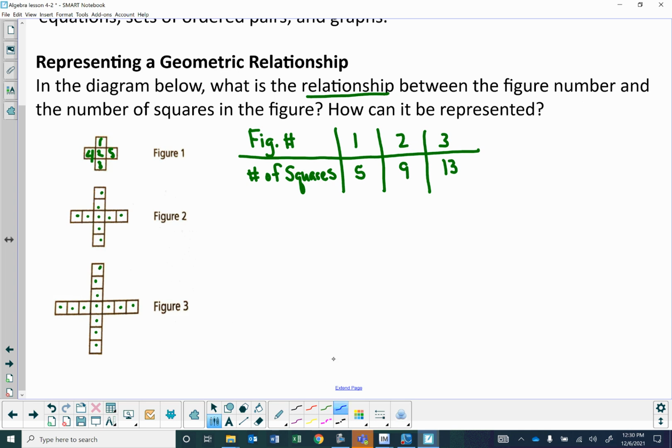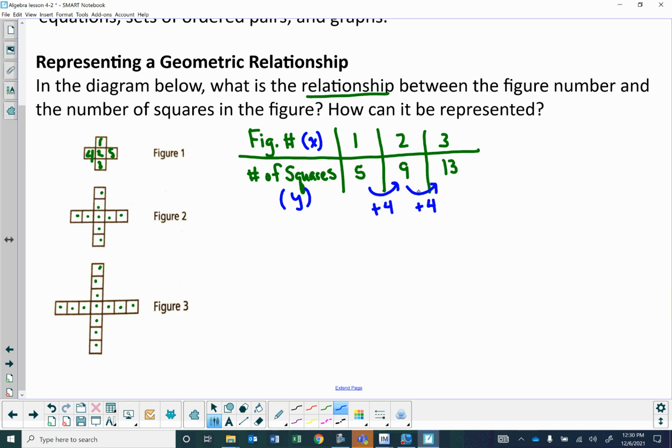If I let my figure number be x and my number of squares be y, I'm going to find a relationship between the number of squares and the figure number. So the first thing I'm going to do is look at the number of squares. Do they constantly go up by the same number? If I look at this from 5 to 9, that goes up by 4. From 9 to 13, that goes up by 4. It's implying that there's a relationship there, isn't it?